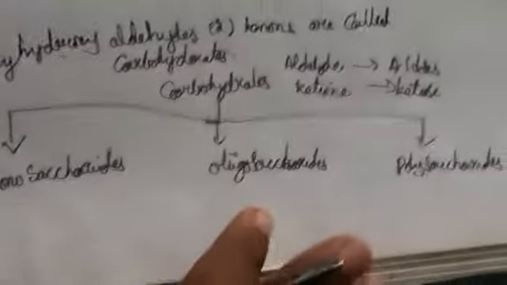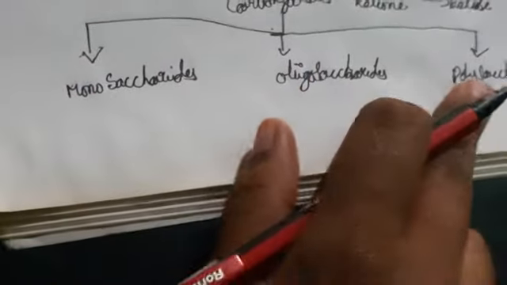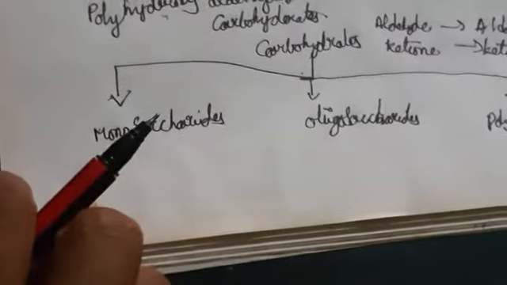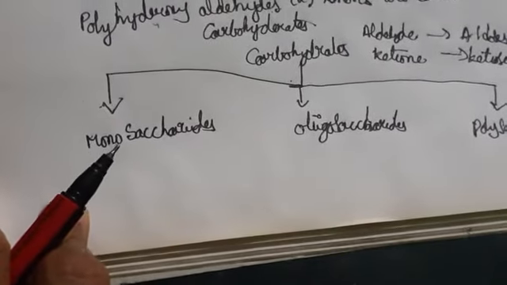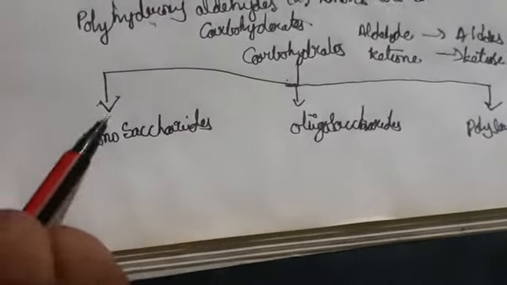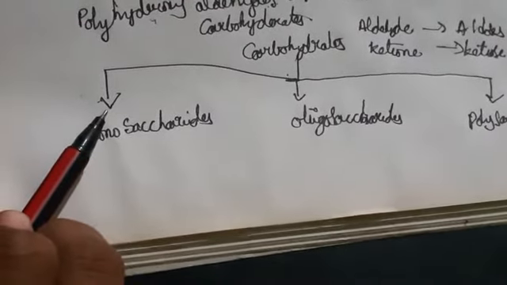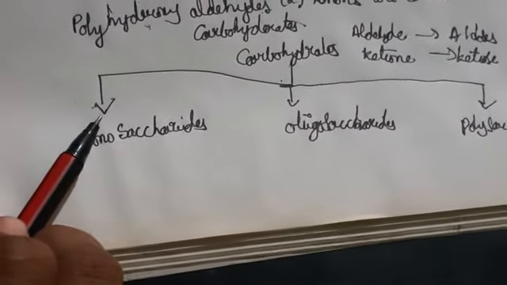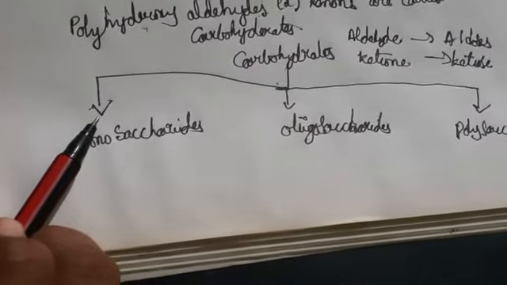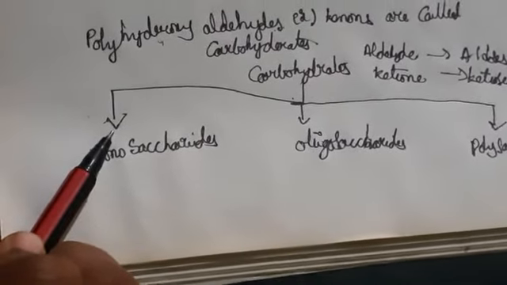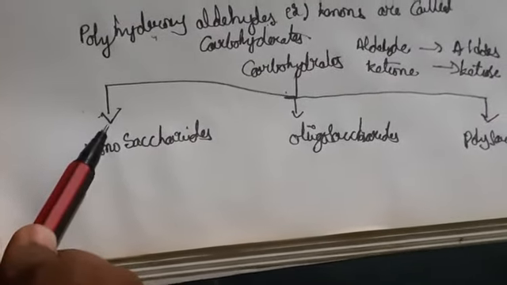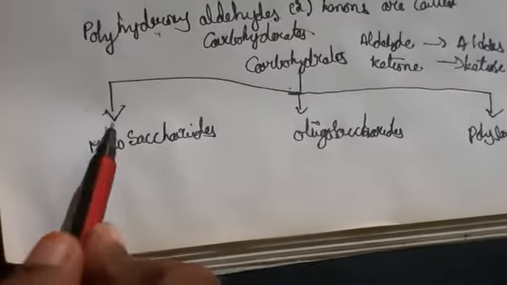So generally these are divided into three types: monosaccharide, oligosaccharide, polysaccharide. Then what do you mean by monosaccharide? Monosaccharide is one that gives only simple molecules on hydrolysis. The compounds which give simple molecules on hydrolysis we call monosaccharides.